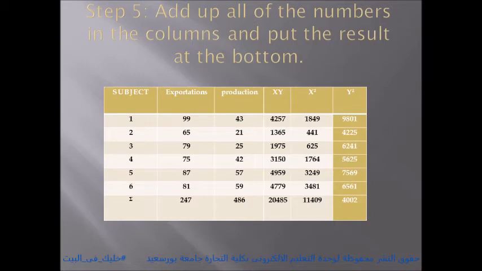Then we will add up all the numbers in the columns and put the result at the bottom. So summation of y, which is represented by exportation, 486, production 247, x multiplied by y, 20,485, x squared 11,409, y squared equals 40,022.